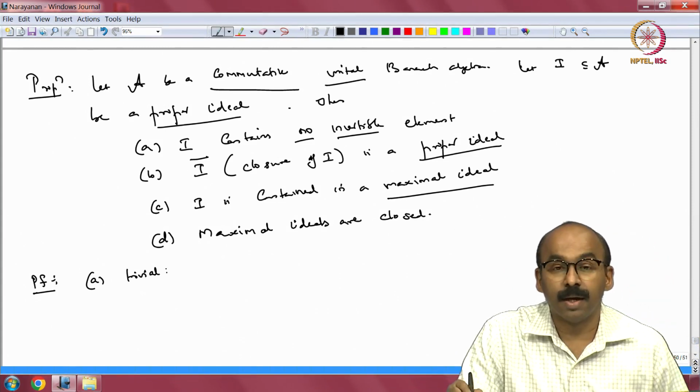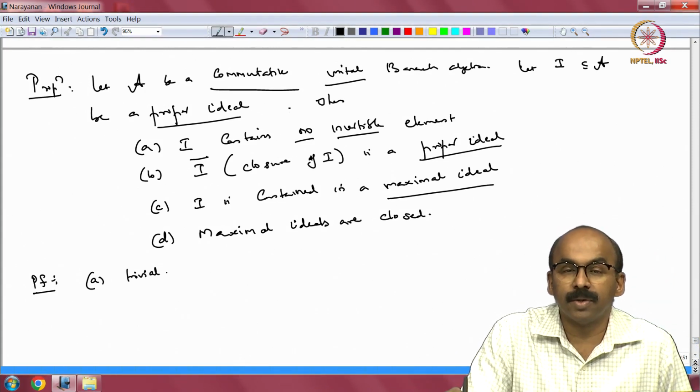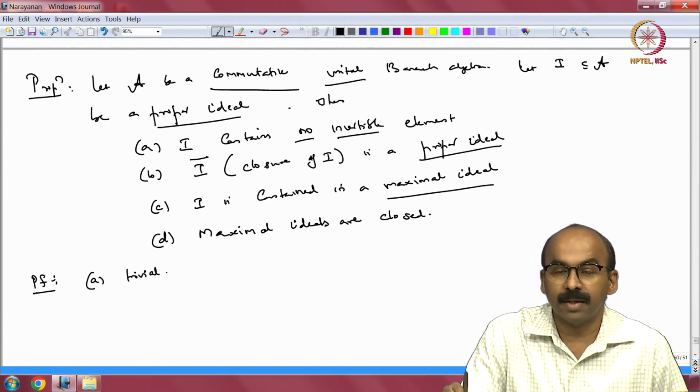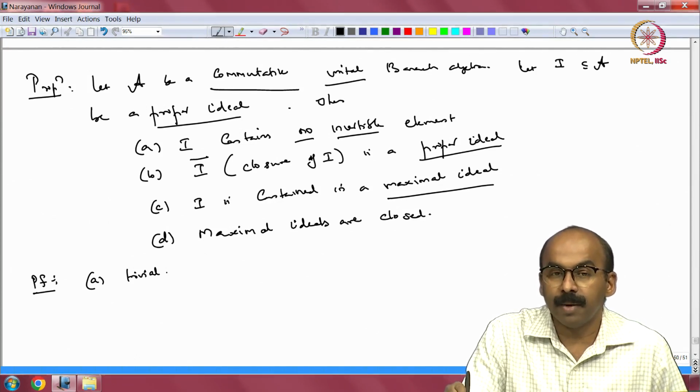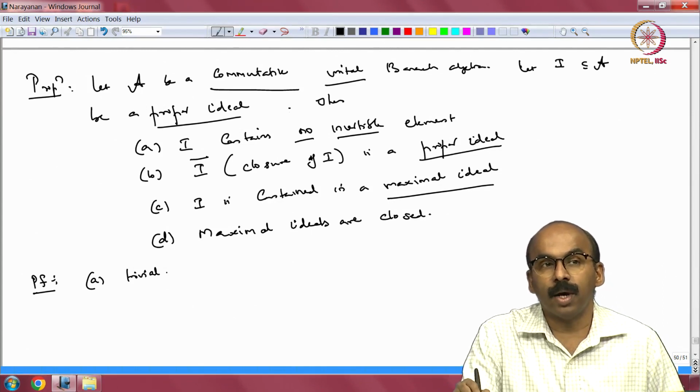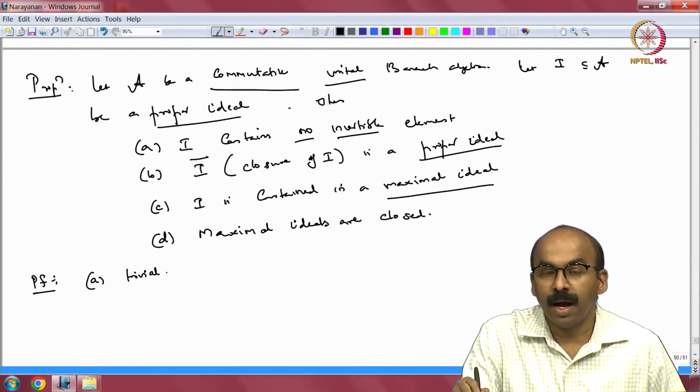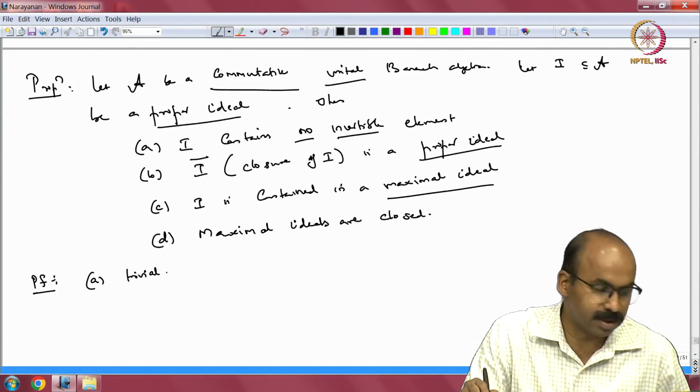Why? Because I want to say it is a proper ideal. So, it contains no invertible element. If x is invertible in I, I can multiply anything in A, right. So, I can multiply it by x inverse, I will have identity in I, and so I cannot be proper. Okay. So, the first one is trivial.